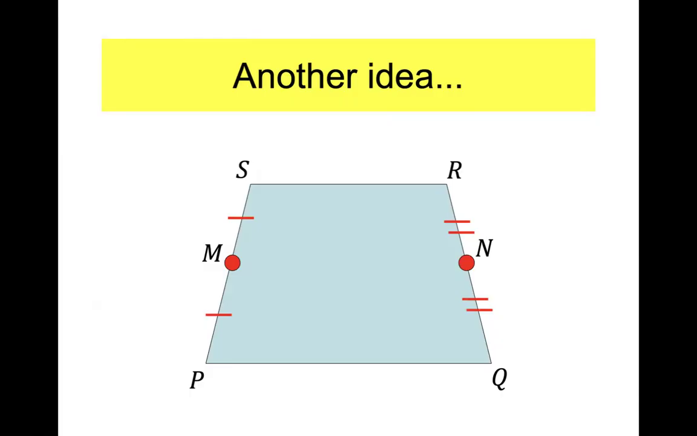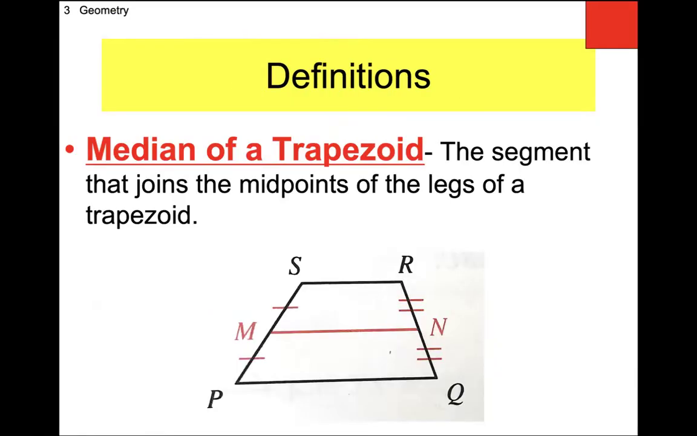And then I'm going to connect point M and point N. So what have I made? By definition, that thing right there connects the midpoints of the two legs of a trapezoid. By definition, that's called a median. So make sure that goes in your book of truth, and then we'll prove something about that median.